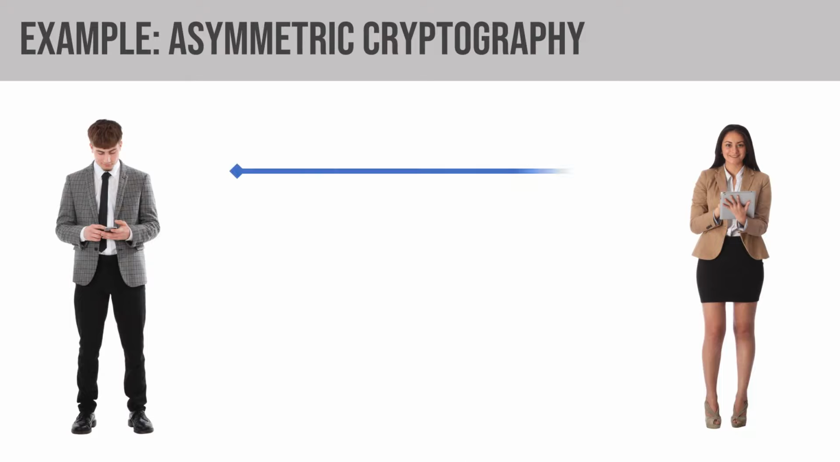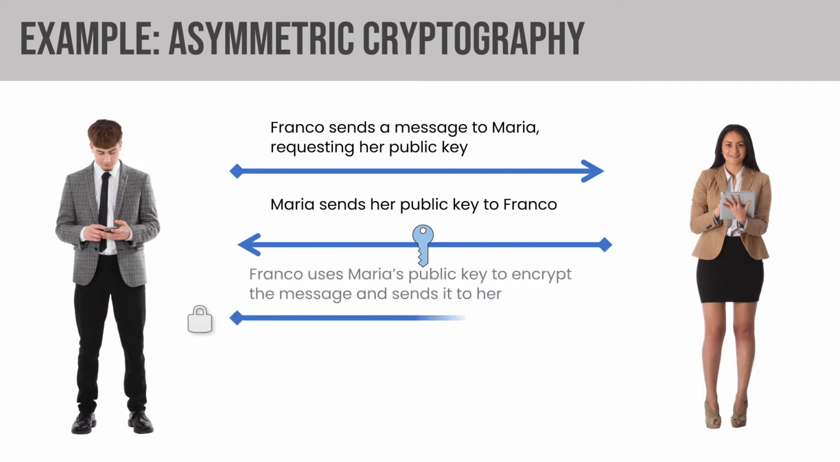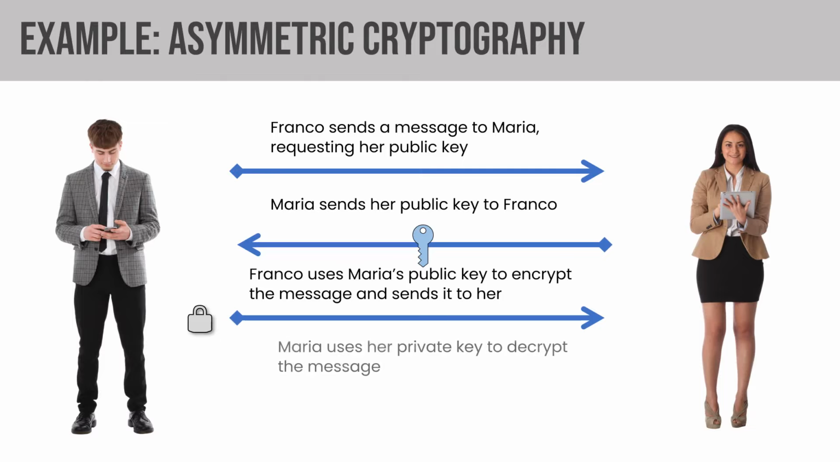So Franco sends a message to Maria requesting her public key, and Maria freely sends her public key to Franco, who then uses Maria's public key to encrypt the message, and he sends it to her. Maria uses her private key to decrypt the message. So only Maria can decrypt that message because only Maria has her private key. And of course, if Maria were initiating a message to Franco, these steps would simply be reversed.